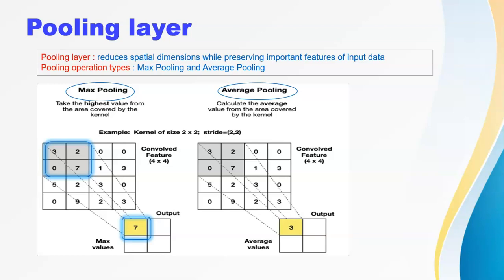As in this example, we have assumed a stride of 2. Repeat the process by moving the pooling window by a stride of 2 and take the maximum value from each window.